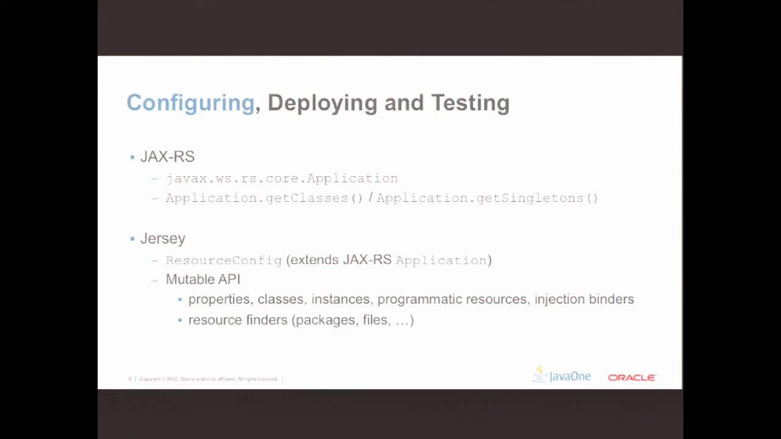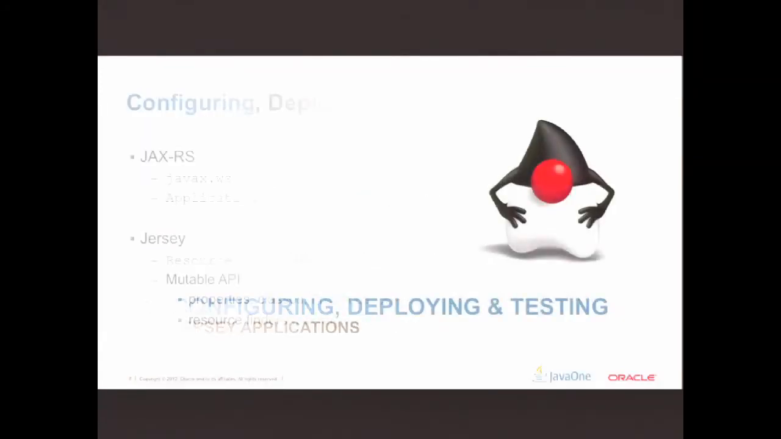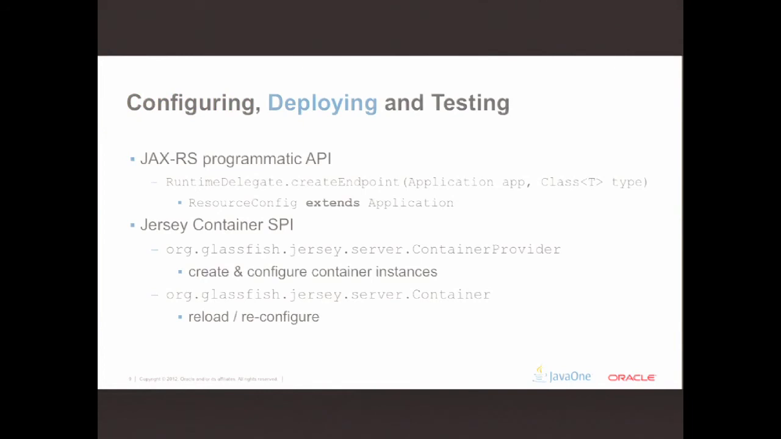And you can combine these approaches to assemble your application. So let's say you have your own classes residing in your own packages, you would just use the resource finders to scan your own packages, and then you know, okay, I have this third-party library which has like millions of providers, but I want to use only those three, so just add those three to your application using this programmatic API of the ResourceConfig.